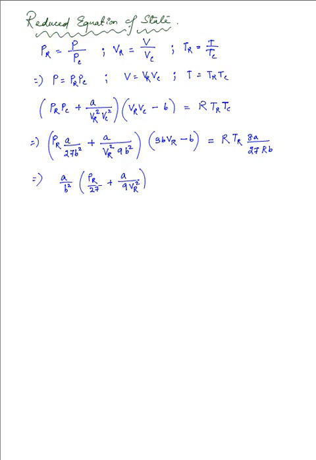In the second term we can take B to be common from both the terms, so 3 times VR minus 1, and on the right hand side we have A over B as well. Now this B cancels out with one of the B's over here. This is RTR 8A over 27 RB. Now the A cancels out with this A, and the B remaining cancels out with this B, and we are left with 1.